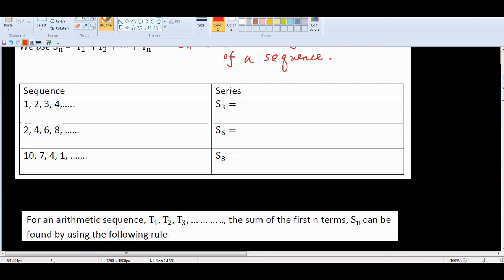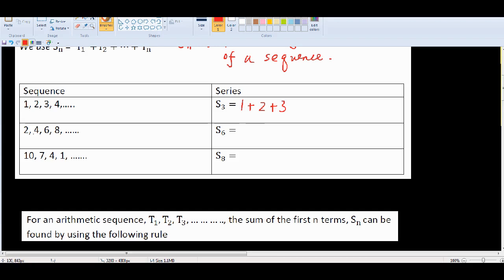For example, if I give you a sequence 1, 2, 3, 4, that's an arithmetic sequence with common difference 1. So S3 means the sum of the first three terms in the sequence. That's 1 plus 2 plus 3. If you like, you could calculate the value, but we are not interested in the answer yet. We just want to write the expression.